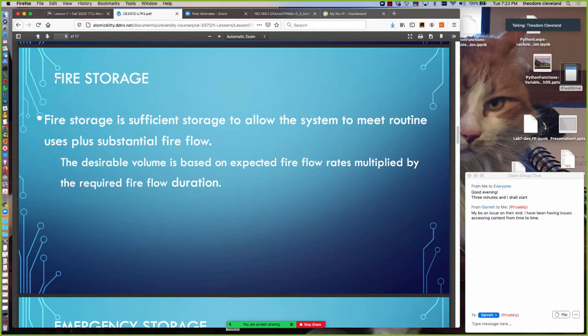Fire storage is the storage that we set aside to be able to meet substantial fire flow. And the desirable volume for that is based on the expected fire flow rates and the required fire flow duration, and that's often prescribed by statute.